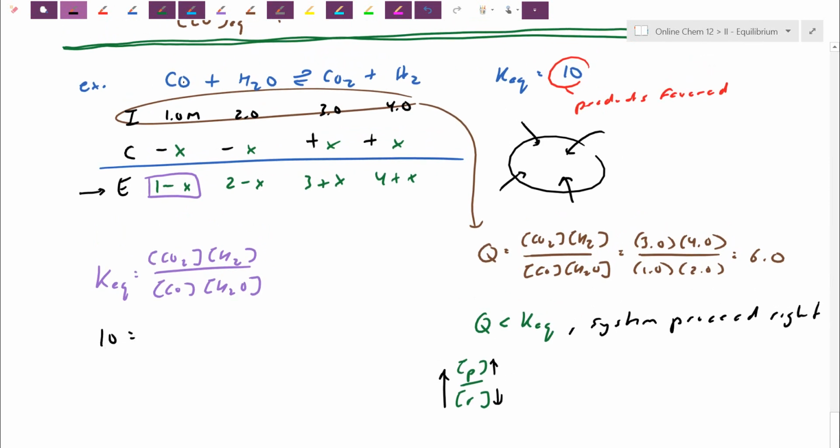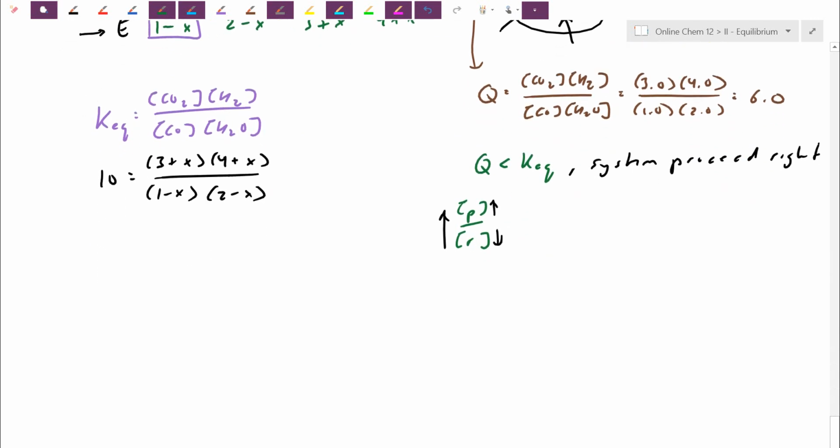The question here is, what x would I need so that by the time these have changed to equilibrium, we actually have a ratio of 10? This time they didn't choose really nice numbers, so we can't do a square root. This time we are actually stuck doing the math. So in this case we have binomials.